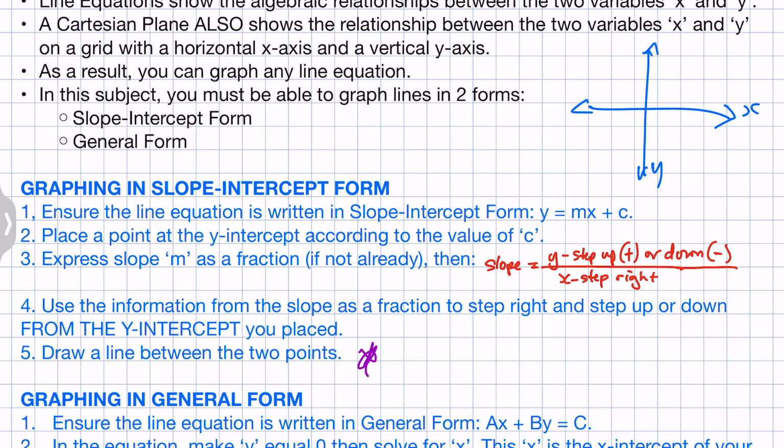Step 1, make sure the line equation is in slope-intercept form. Y is equal to mx plus c. Put a dot at the y-intercept according to the value of c. The slope is new info.